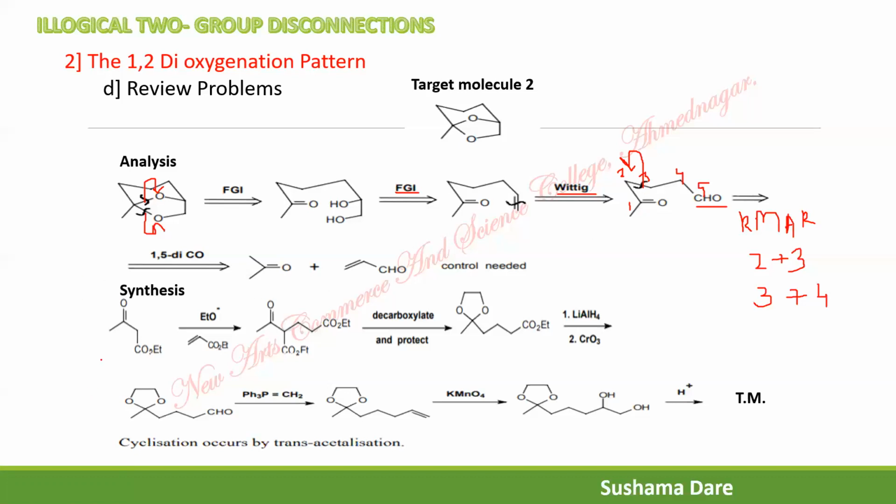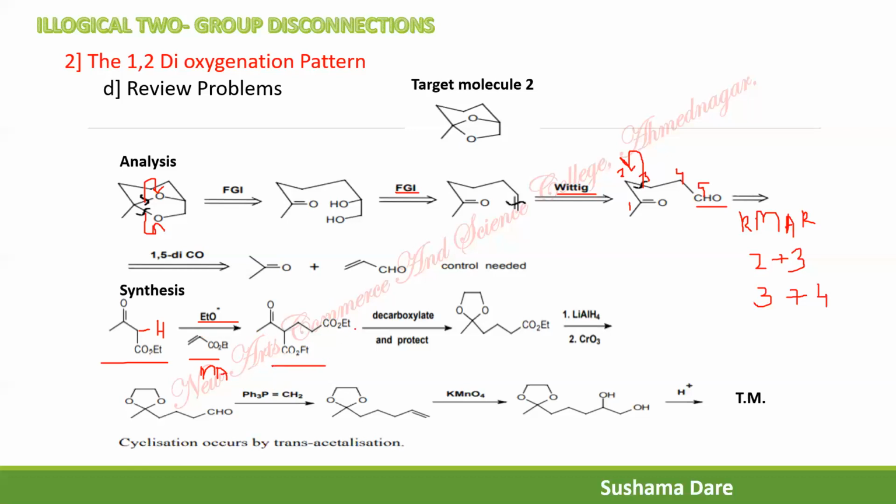Now look at the synthesis. Start with the ethyl acetoacetate, treat it with sodium ethoxide. After treatment with sodium ethoxide, this acidic proton is abstracted by the base, and then it attacks the vinyl ester. After this, there is a 1,4 addition. This is a Michael addition reaction. After this, it gives this product.